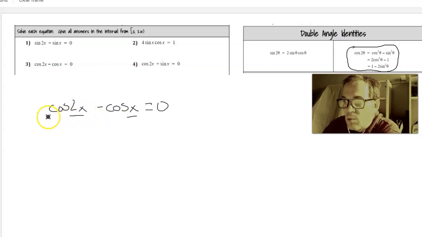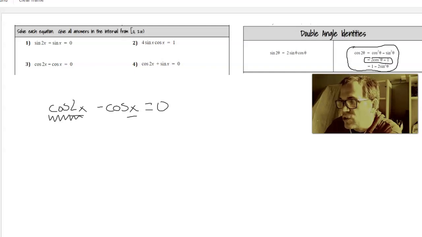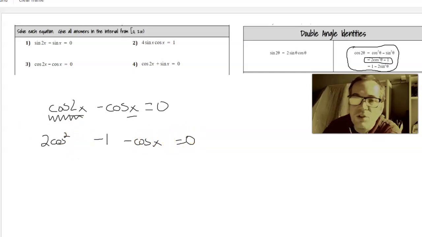So I can see that I'm going to replace this cosine of 2x with one of these expressions, but I want to choose the one that will make the rest of my job easier. So since this particular equation also has a cosine in it, this is the best version to use. I'm going to replace cosine of 2 theta with 2 cosine squared theta minus 1. And then of course we have minus cosine of x. Oh wait, I'm sorry, those should be x's. But you know what I meant. And then that's it. Now it's all review stuff.